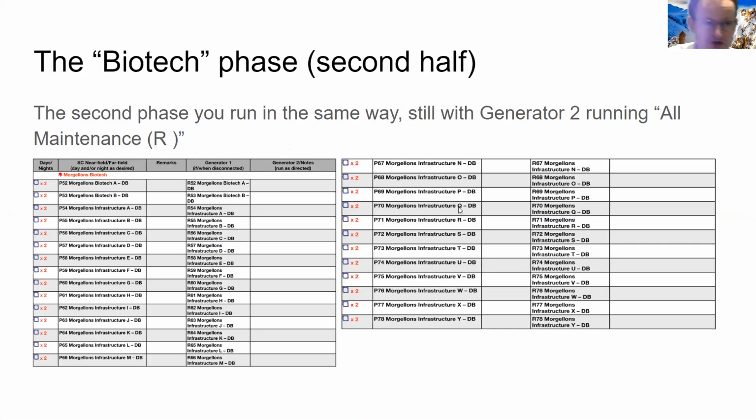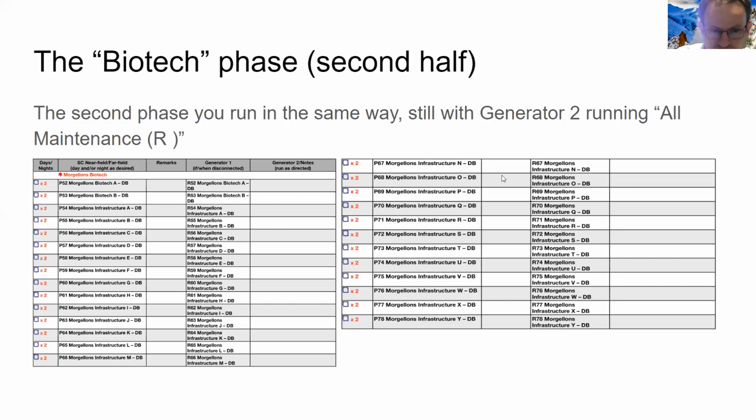All right, then we've got the biotech phase of the protocol. As I say, there's All Maintenance R, which is the detox frequency set, which is what you run on your other generator at the same time as going through your protocol. But it's done in pretty much the same way. If you look at number 67, P67, Morgellons Infrastructure, and then there's the R67, Morgellons Infrastructure.